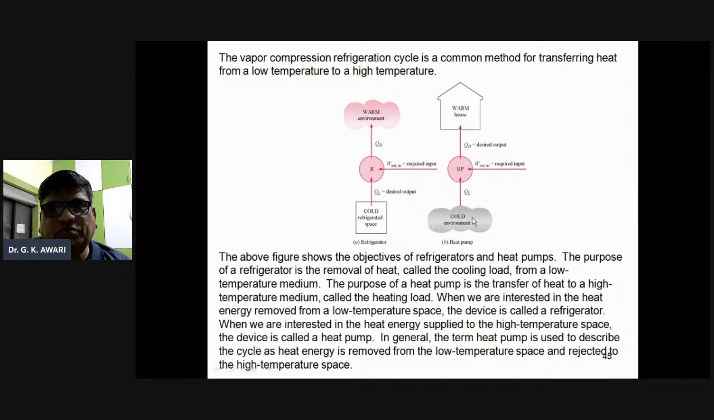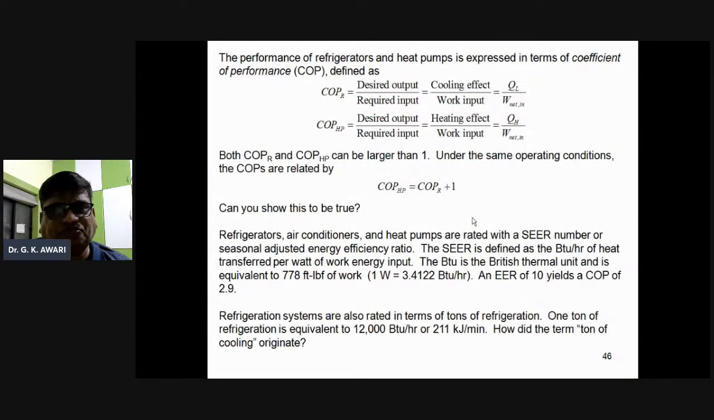These two have different objectives. The purpose of the refrigerator is the removal of heat from a low temperature medium, which is called the cooling load, and the purpose of the heat pump is to transfer heat to a high temperature medium, called the heating load. When we are interested in energy removed from a low temperature space, the device is called the refrigerator. And when we are interested in heat energy supplied to the high temperature space, the device is called the heat pump. In general terms, the heat pump describes the cycle in which heat energy is removed from the low temperature space and rejected to the high temperature space.